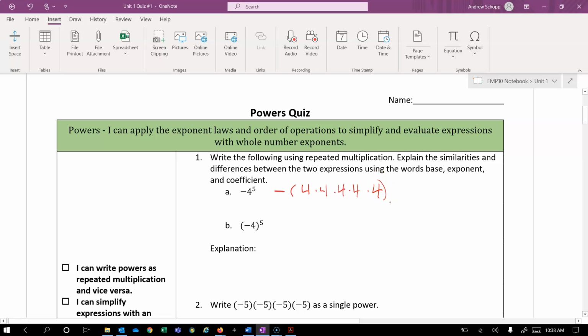5 times. And for b, the difference is here that the negative is included in the base, okay, because it's inside brackets, and everything inside the brackets here is being raised to the power of 5. So this one here we should write out as negative 4 times itself 5 times.